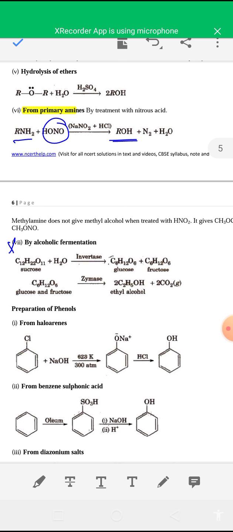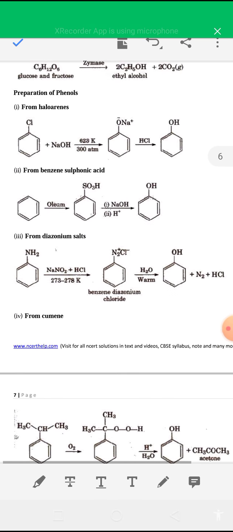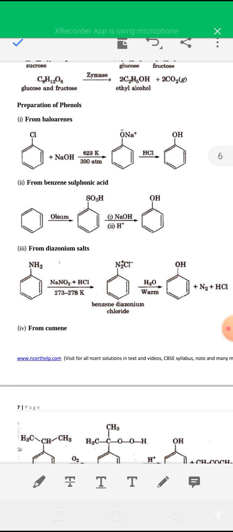Next is alcoholic fermentation. It is not required. Now see the preparation of phenols. How to prepare aromatic alcohol or phenols.